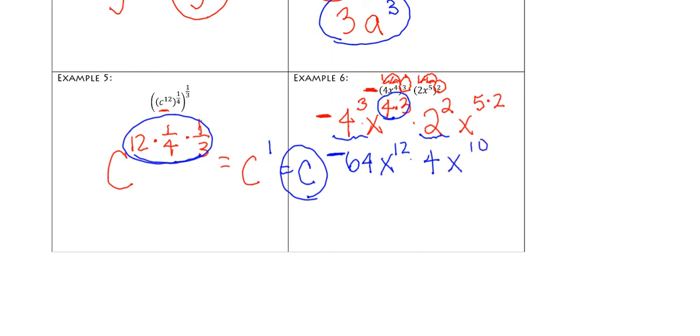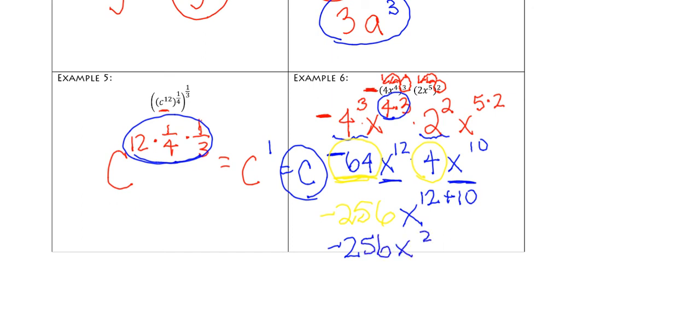Now I notice right away, this doesn't really look that pretty. I have a number right here, negative 64, and a number right here. So those coefficients I'm going to multiply together and pull out front. Negative 64 times 4 is negative 256. That's our coefficient out front. And then we have x as a base and x as a base, and it's being multiplied together. I'm going to have x as the base again, and I add the exponents 12 plus 10. So finally, negative 256 x to the 22nd power is our final answer.